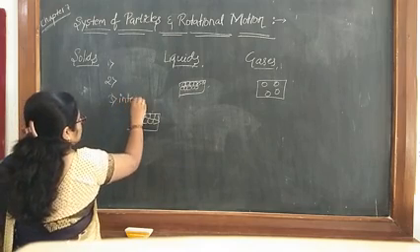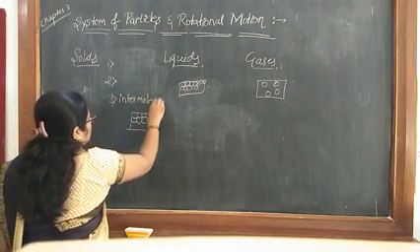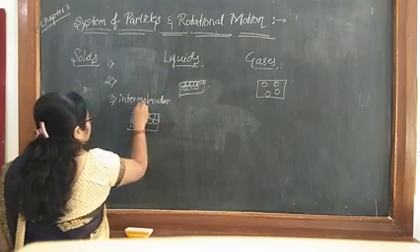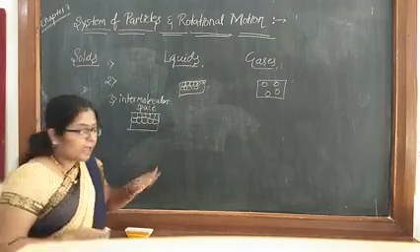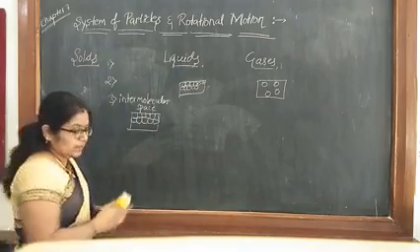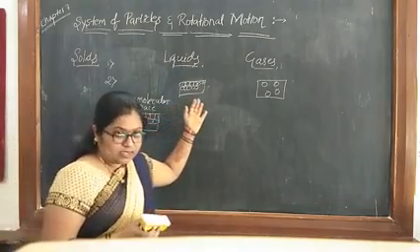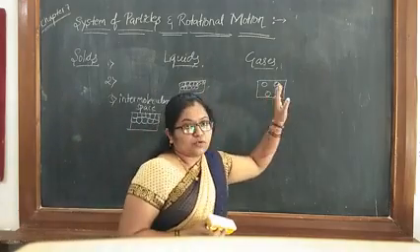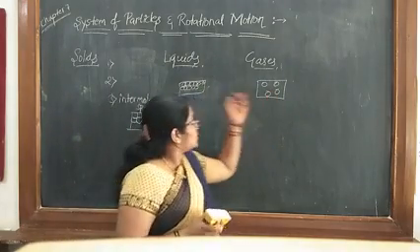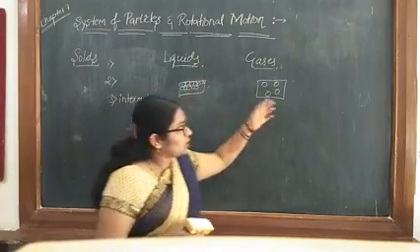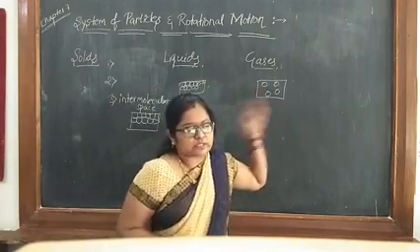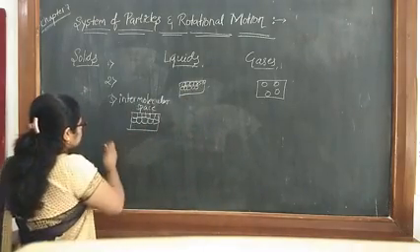With that gap between the molecules, what we call intermolecular space. Here in the solids we don't have any intermolecular space, but here we are having intermolecular space. Here we have a little bit of intermolecular space, and here a much larger intermolecular space.